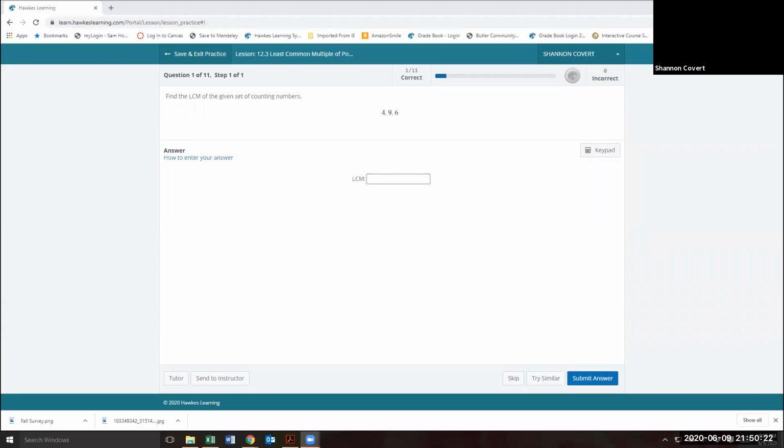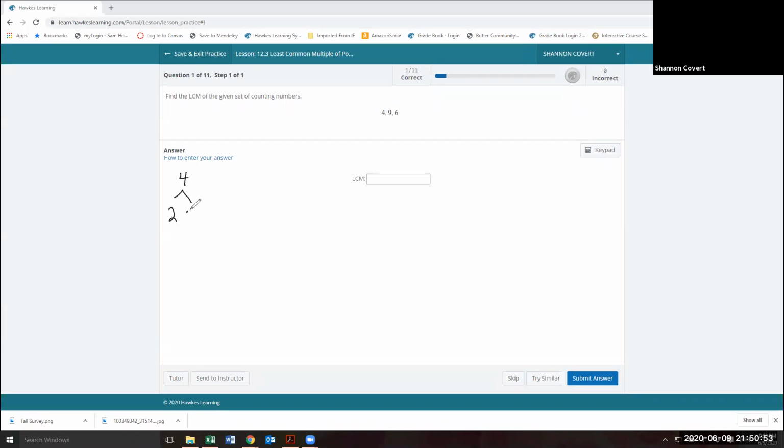I have gone into the practice for this particular section. We're going to work through some problems. So section 12.3, here's our very first problem in the practice section. The first step was to find the prime factorization for each of our integers. So those were the factor trees.